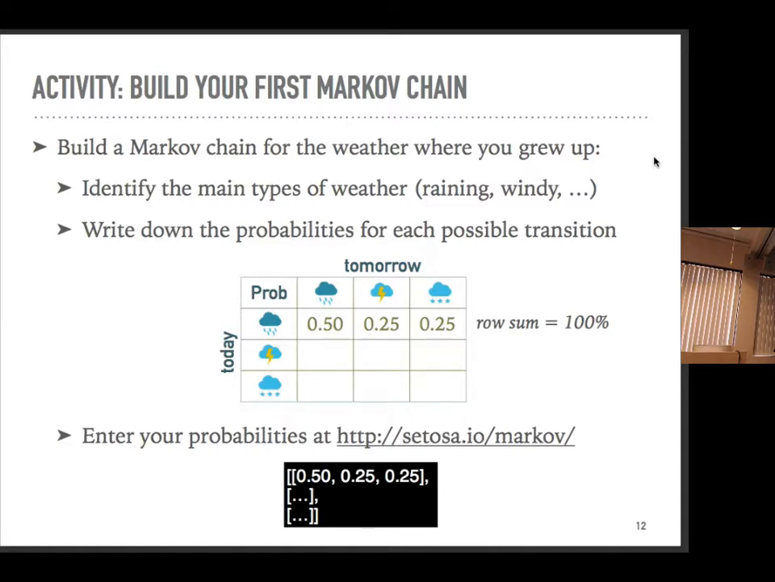You don't have to use those weather states. Those are weird. What about sun? Okay, don't overthink this. We're just writing down some numbers here. I just want you to realize what inputs are required to specify this.